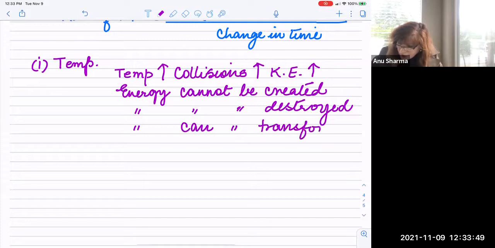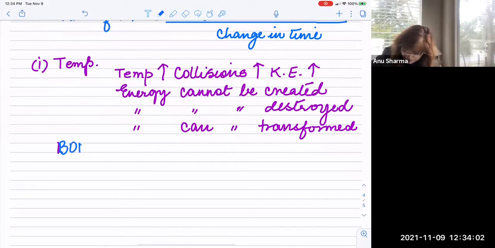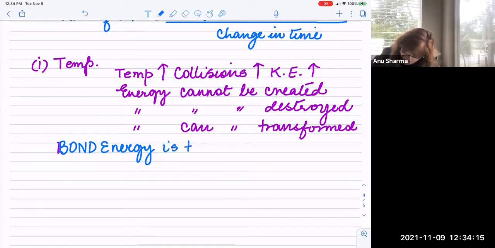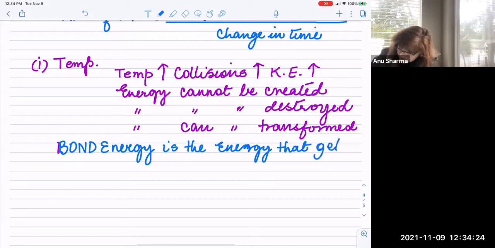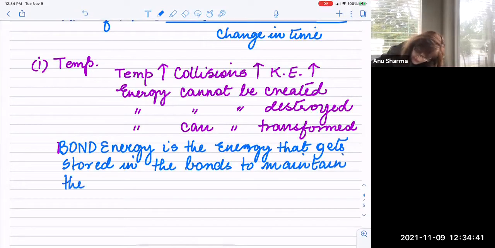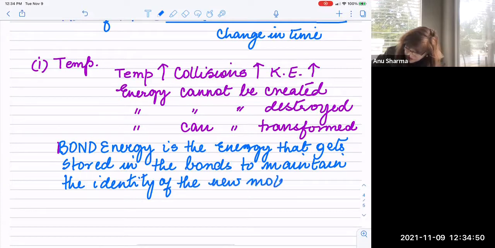So what is this transformation happening? All this energy that goes either in breaking the bond or in making bonds gets stored somewhere, and that is called the bond energy. It stays within the bond because you want to maintain the shape, the integrity of the new bond. So bond energy is the energy that gets stored in the bonds to maintain the identity of the new molecule. And that new molecule is basically the product.